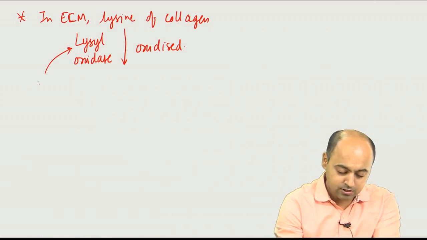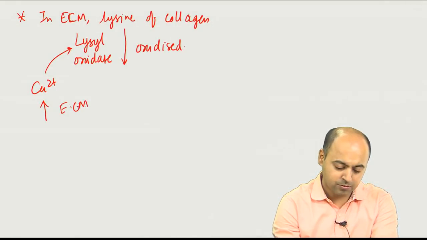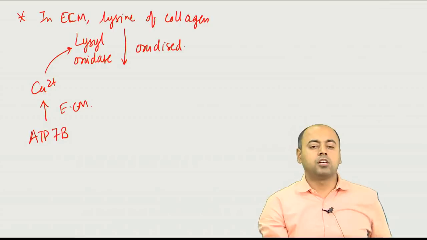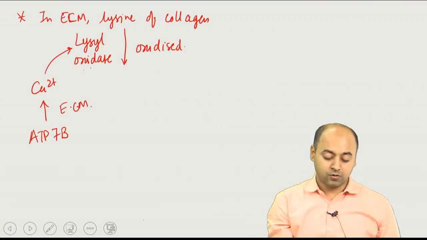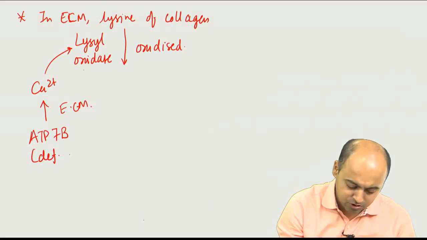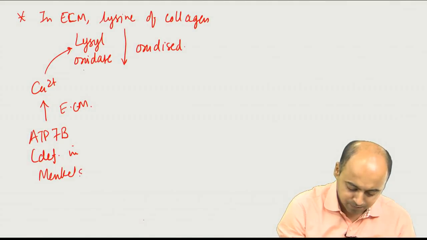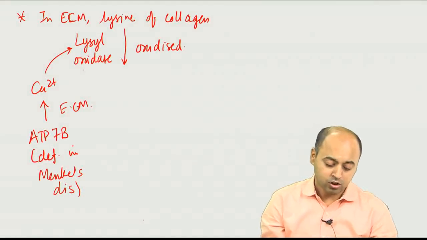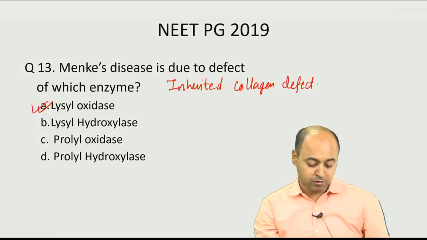The lysyl oxidase requires copper as a cofactor, which is transported into the extracellular matrix by ATP7B. ATP7B will transport the copper into extracellular matrix, makes it available for the lysyl oxidase, which will oxidize the lysine. The ATP7B is deficient in the condition known as Menkes disease. Because ATP7B is not there, the copper will not be there. The copper is not there, so the lysyl oxidase cannot work.